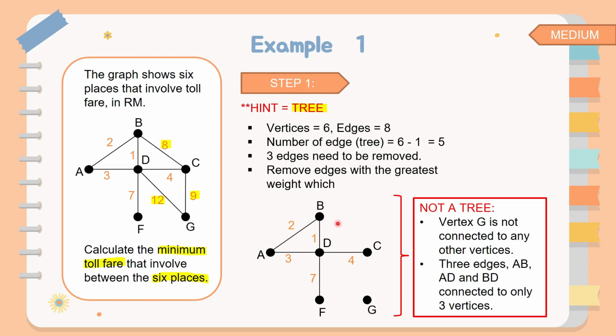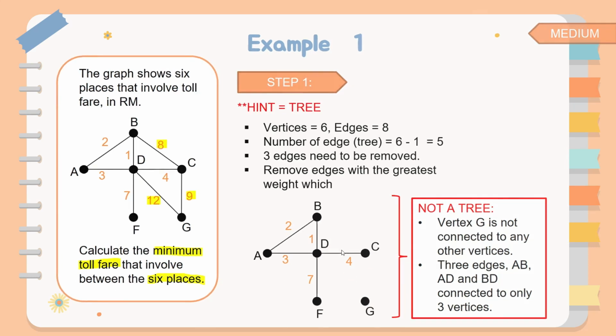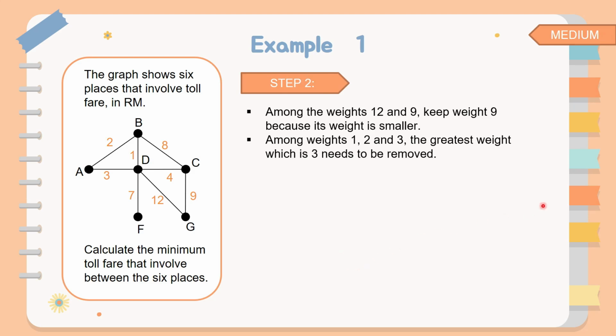Also, for the next step, from this triangle we need to remove one of the edges. Also, we need to connect an edge for G. That's why in step 2, among the weights 12 and 9, because we want to connect the vertex G, we choose the smaller weight because we want to calculate the minimum, the lowest toll fare. That's why we choose 9. We keep 9 as our edge.